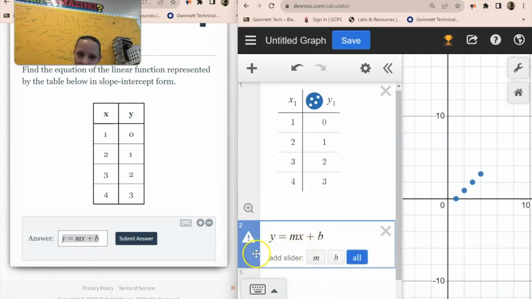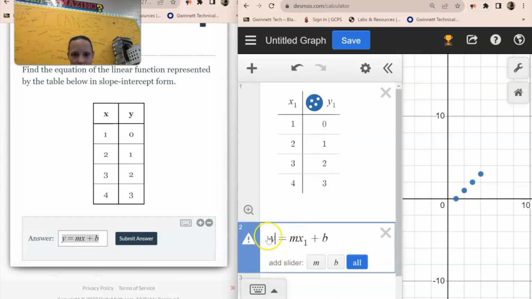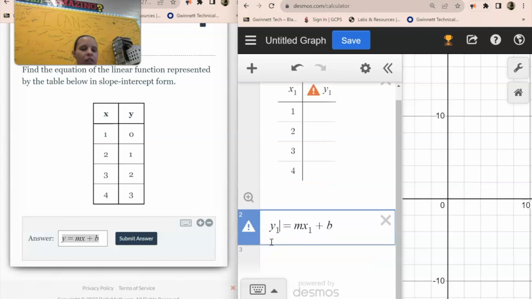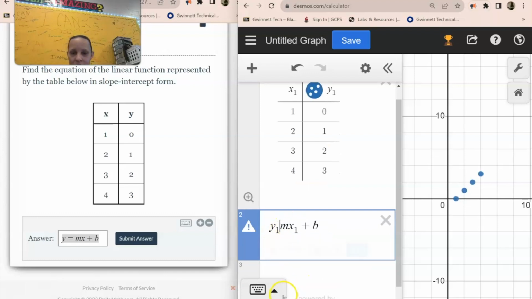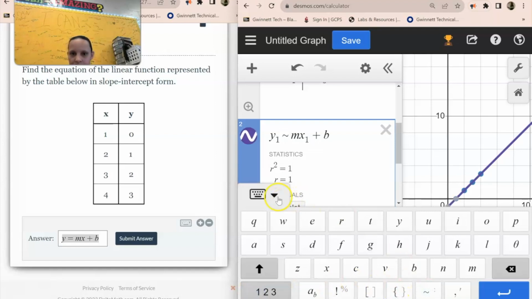All right, so there's a little error. What's my error? So you're trying to tell the calculator, hey, look at this table and give me this equation. So you have to look at what it's calling, what it's defining its parameters, right? So you have x sub 1 here. So this needs to be x sub 1. Add a 1. Y sub 1. So this needs to be y sub 1. Add a 1. And the only thing you need to remember is change the equal sign to a squiggly line. Click ABC. Squiggly line is on the bottom.